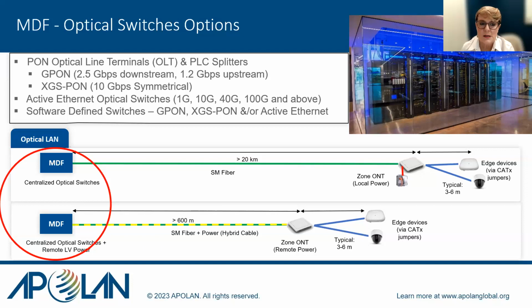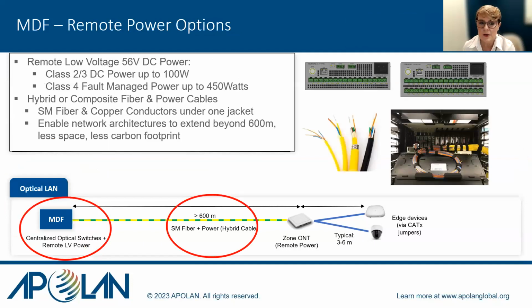So next slide, we'll talk about the remote power options a little bit. I know that we'll have Juan Pablo drill down a little bit more into this when we talk about the new class 4 fault managed power. But right now, a lot of this is being done today with remote power in the class 2 and 3, which is a 56-volt DC power that delivers up to 100 watts of power to the edge.